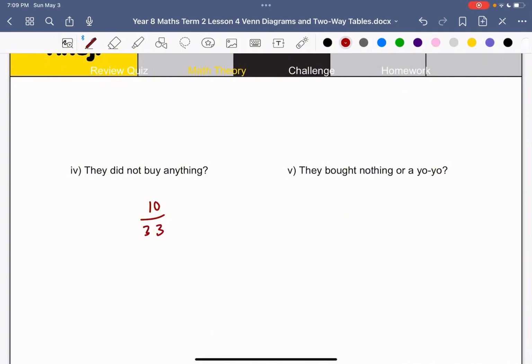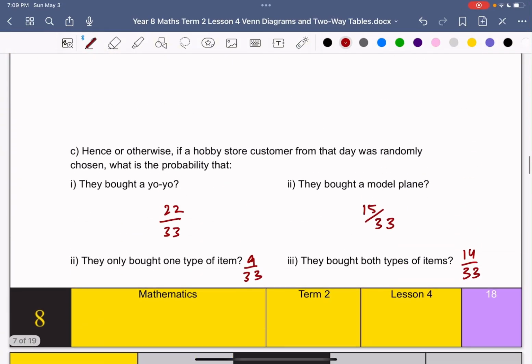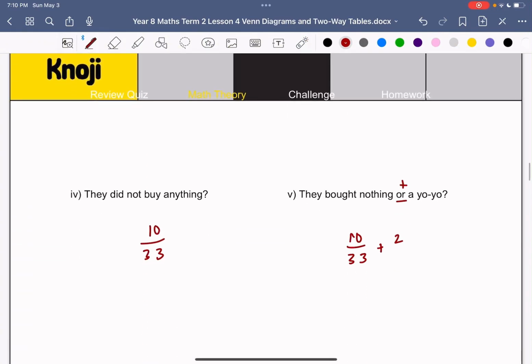And bought nothing or a yo-yo. Remember, or means that we add. So bought nothing was 10 out of 33. Or bought a yo-yo, so bought a yo-yo was 22 out of 33. So I'm going to write plus 22 out of 33. That gives me 32 out of 33.